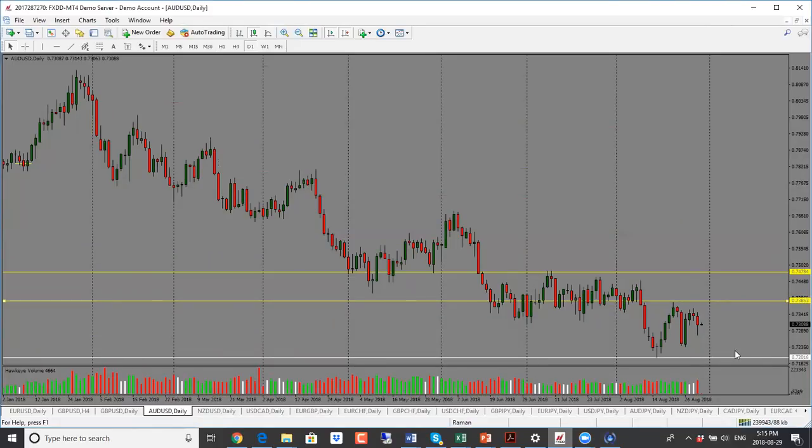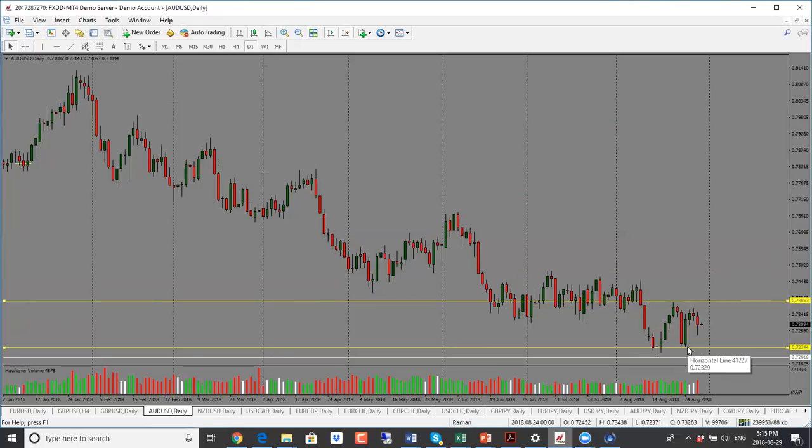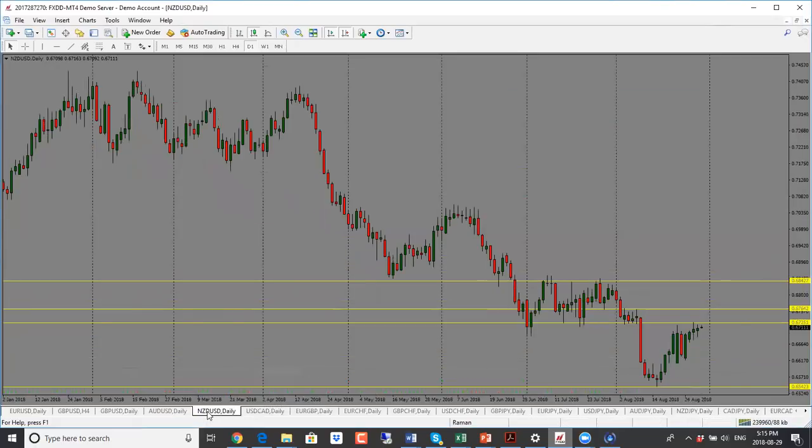Now, there is news coming out tonight in the Asian session for Aussie dollar. So be mindful of that. But overall bias is to the downside. I'm looking for price to drop. And in this case, the first target would be 0.7230 level, which is the bottom of this candle. And next one would be 0.7200. So bias is to the downside for Aussie dollar.